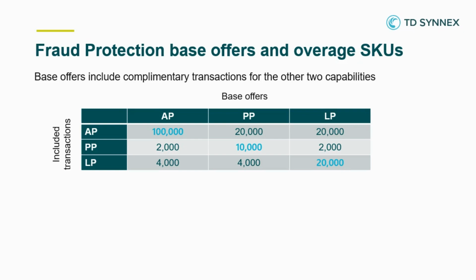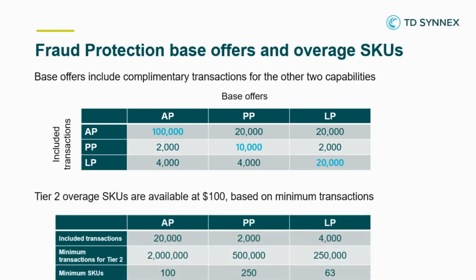So we know that the original offer includes a quantity of each service and that there are overage SKUs available if you need more of a particular service. It's worth noting that you can actually purchase any overage SKUs on top of any base offer. So I might have purchased the account protection base offer, but need overage on loss prevention, for example.